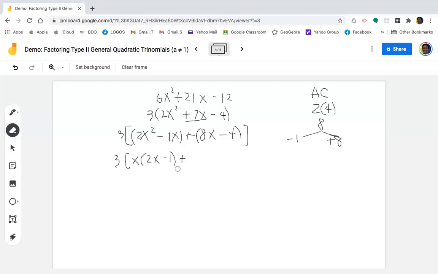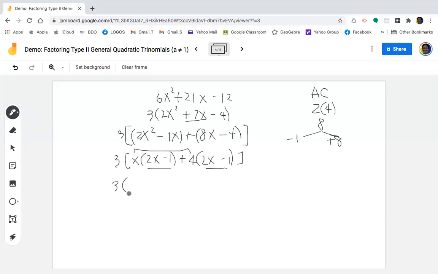Now, for the second group, our GCF is 4. So we write a 4. And then 8x becomes 2x. And 4 becomes 1. Alright. Now, again, you'll notice we have a common binomial which we can factor out, and we combine these two together.